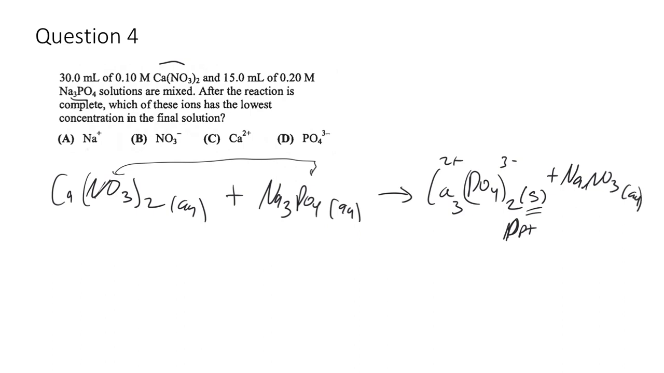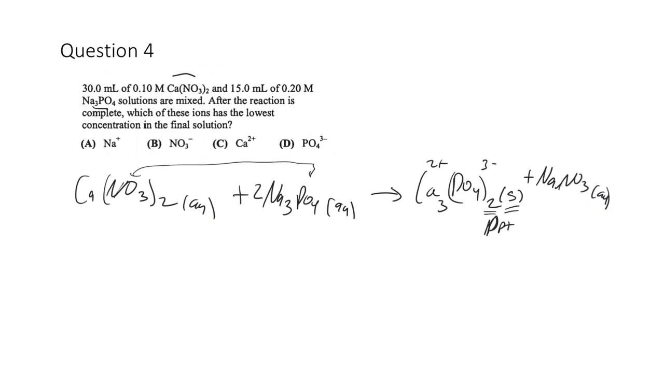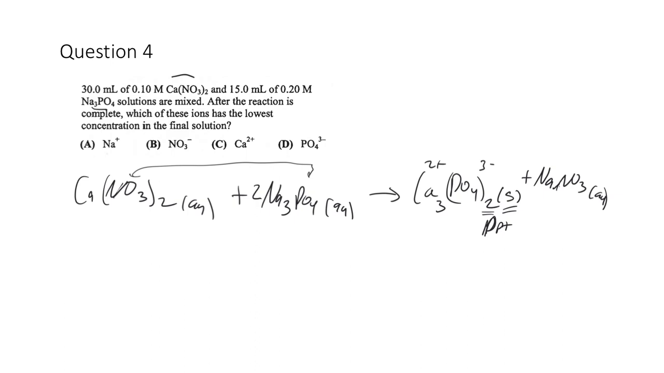And then our balancing, we're going to need a 2 here to get our 2 phosphates. And then that's going to, let's see, what else do we need? And so that's going to be 6 NaNO3s, and we need then 3 calcium nitrates. It gives us the 3 calciums on both sides, and then the 6 nitrates. Okay, so balanced reaction.